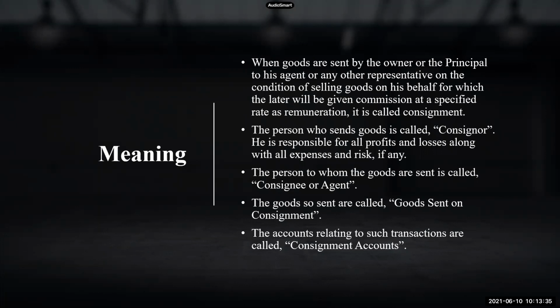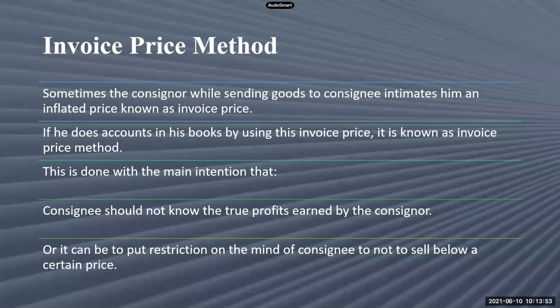The person to whom the goods are being sent is called the consignee or the agent. The goods so sent are called goods sent on consignment. And all the accounts relating to such transactions are called the consignment account. So we know all this part. We have been doing problems on this for a long time. Now we come to what is called the invoice price method. Whatever we discussed just now, if you look at the slide, has the same information.